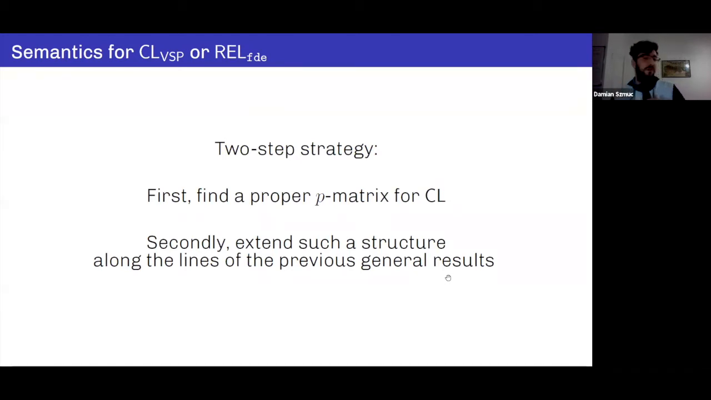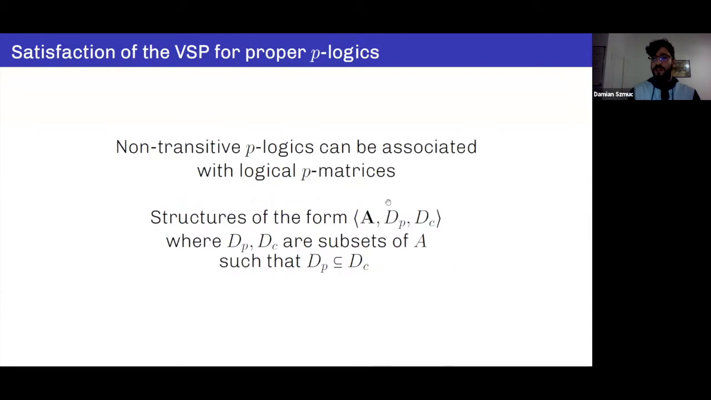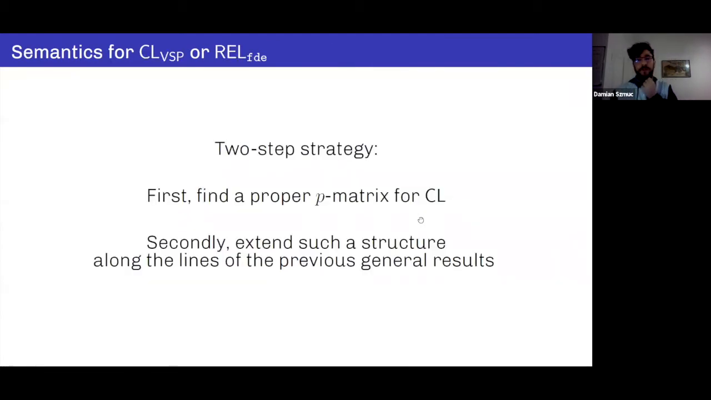So we're first going to need to find a proper P-matrix for classical logic. What do I mean by that? We're going to find a P-matrix where the two sets of designated elements are not going to be the same set. So it's going to be a proper P-matrix, not a regular matrix, right? And spoiler, this is connected to ST and the ST literature, because this is going to be a three-valued P-matrix, as in the ST three-valued semantics for classical logic. And then when we find that proper P-matrix, we're going to extend this structure, which is a semantics for classical logic, to another structure in order to pin down exactly the fragment of classical logic that respects the variable sharing principle.